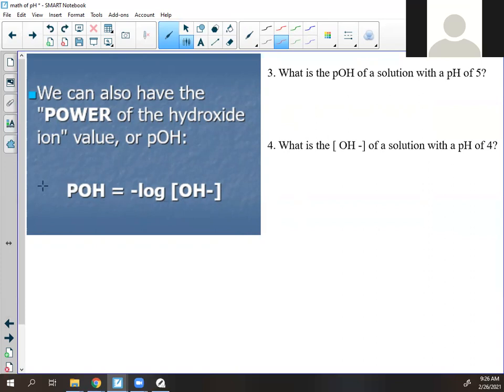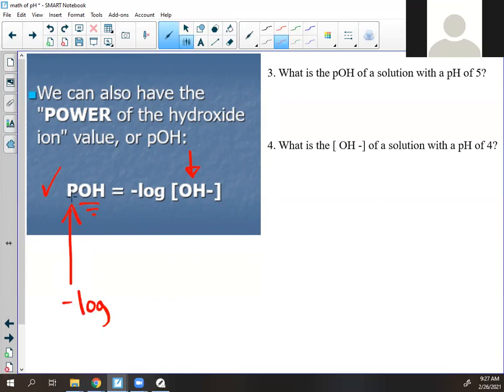Now, this is a true thing. I don't use it a ton, but it's the exact same math. What's the only thing that switches? This is an OH instead of an H. So if it asks for pOH, which it does not on the exam, but if it did, you just take the negative log of OH, because P in science always means a negative log.